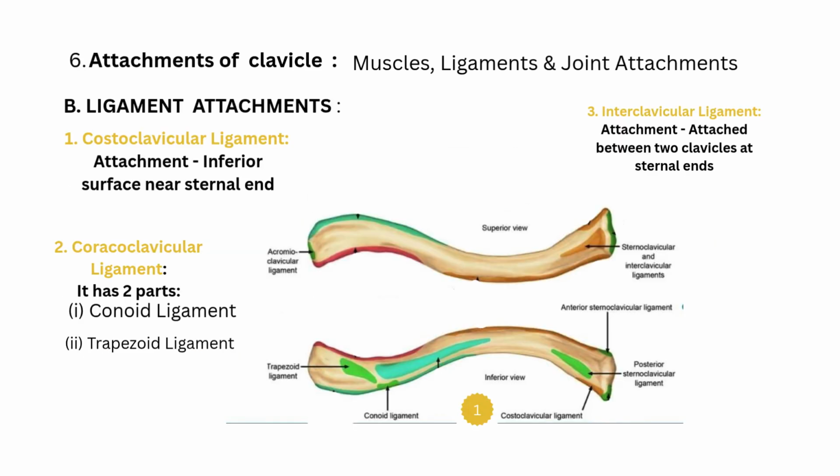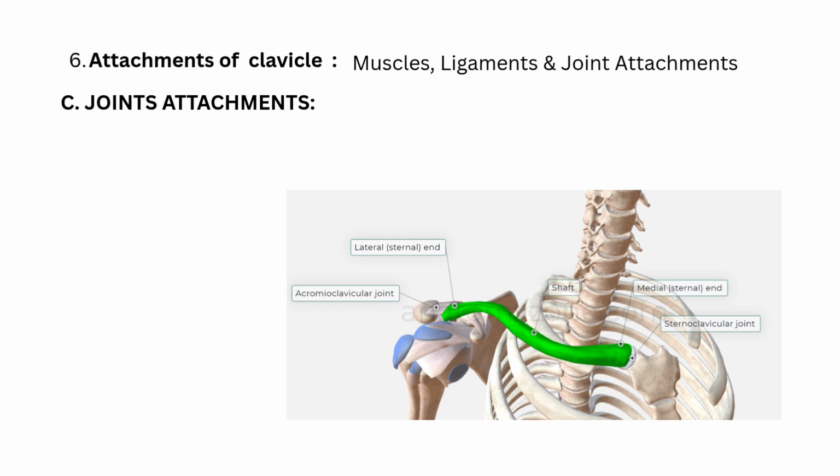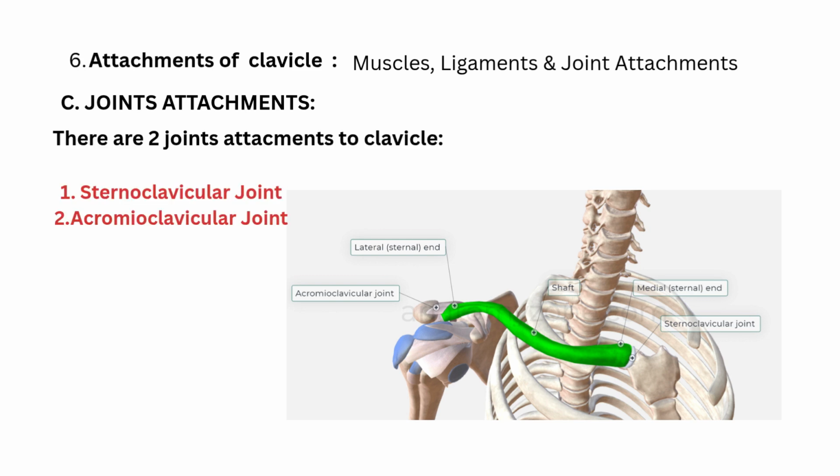1. Costoclavicular ligament. Attachment, inferior surface near sternal end. 2. Coracoclavicular ligament. It has 2 parts: I. Conoid ligament, II. Trapezoid ligament. 3. Interclavicular ligament. Attachment, attached between 2 clavicles at sternal ends. 4. Sternoclavicular ligament. Joint attachments. There are 2 joint attachments to the clavicle. 1. Sternoclavicular joint. 2. Acromioclavicular joint.